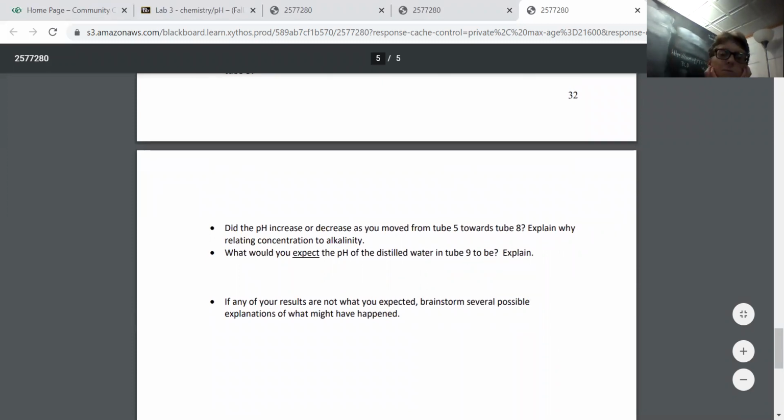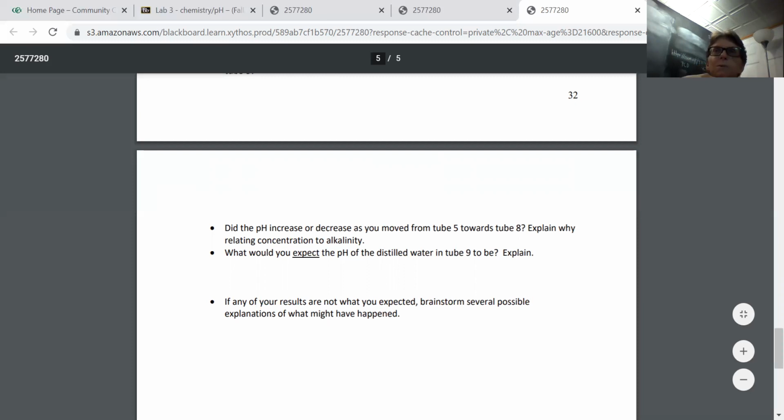The last question, if any of your results were not as you expected, what could some explanations be that might have happened? Again, if you didn't dilute properly anywhere along the way, then your pH would be different than expected. Also, theoretically, if you let your distilled water sit out in the air, some carbon dioxide could have dissolved in the distilled water, which makes carbonic acid, which would release hydrogen ions, although that change would probably be nearly undetectable.